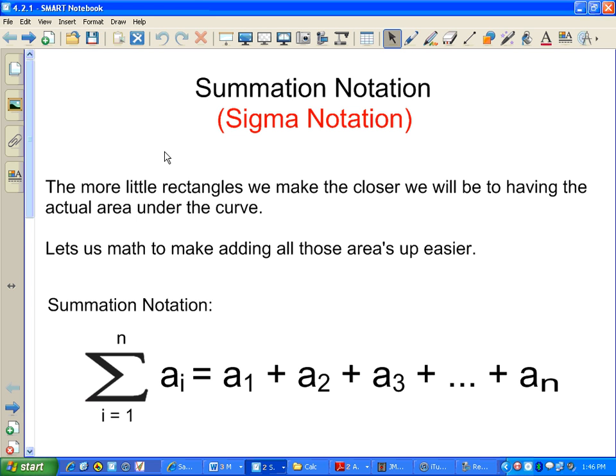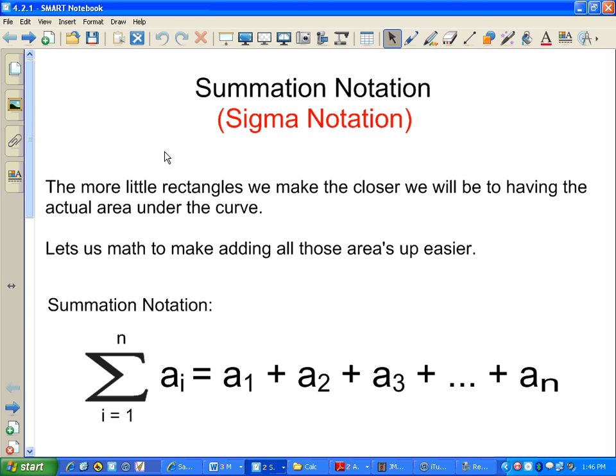So we've seen that in order to approximate the area under a curve, we can use a bunch of little rectangles of equal size, and then add up all the areas of the little rectangles. Well, the more little rectangles we have, the closer our area is going to be to the actual area underneath the curve. So ideally, we want to have lots and lots of little rectangles.